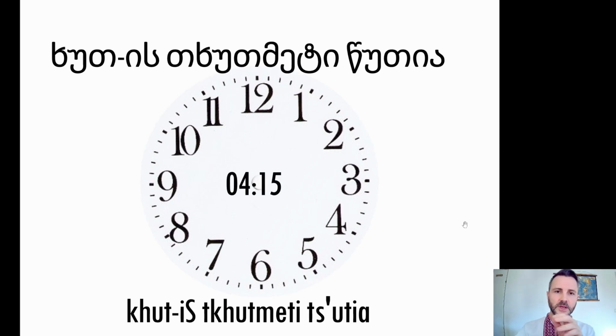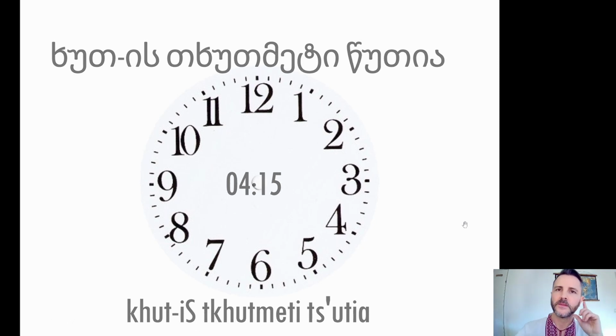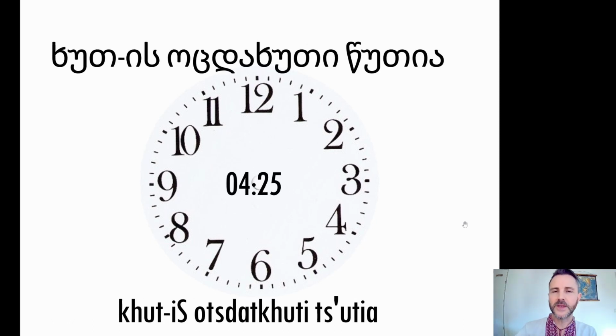Quarter past. We don't need a quarter, right? That is khutis, tchutmeti, tsutia. Then 25 past: otsta khuti. We did it in the other video. Khutis, otsta khuti, tsutia. 25 past.